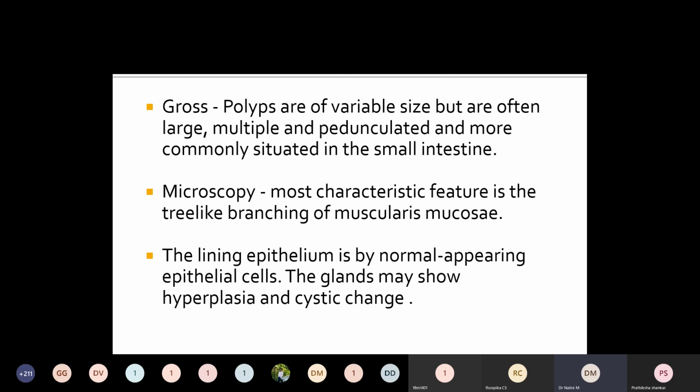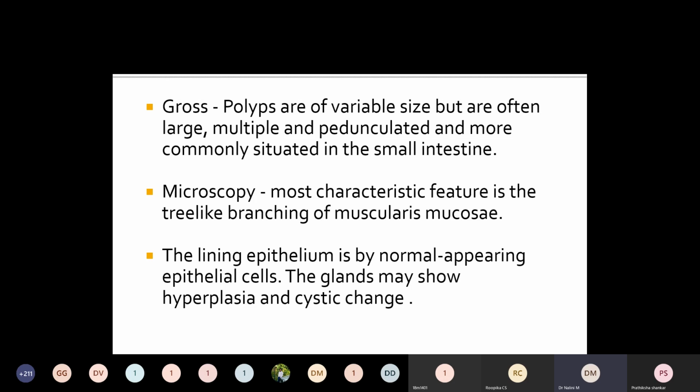Grossly, they are of variable size. These are not small like the hyperplastic polyp. They could be of various size, but they are large, multiple, and pedunculated. And this hamartomatous polyp, that's why I told you I'm clubbing the polyps, even the ones which can occur in the small intestine. This is more common in the small intestine. You have to remember that. Okay, hamartomatous polyps are more common in the small intestine.